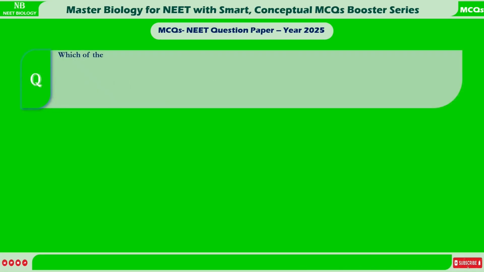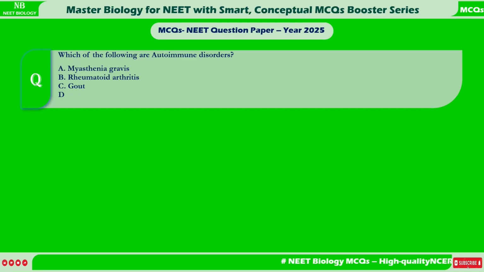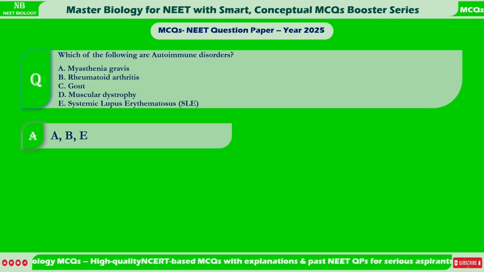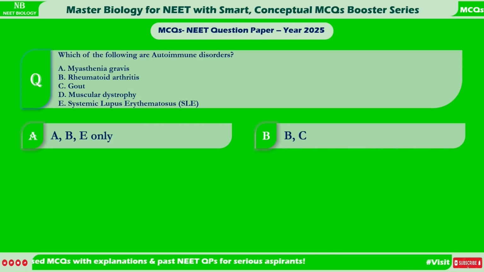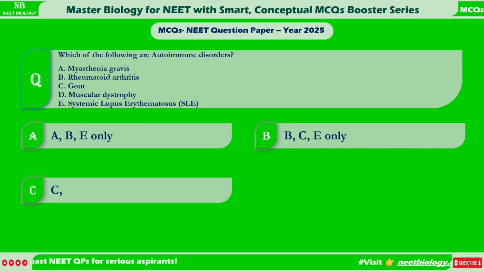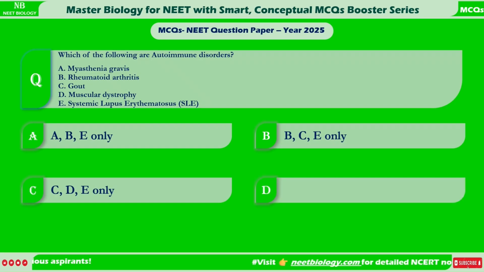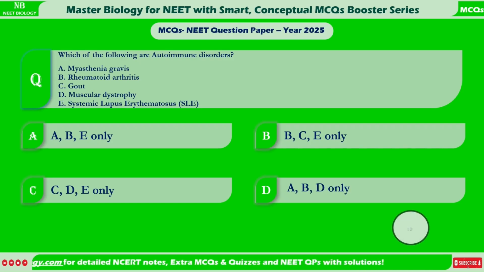Which of the following are autoimmune disorders? A. Myasthenia gravis. B. Rheumatoid arthritis. C. Gout. D. Muscular dystrophy. E. Systemic lupus erythematosus, SLE. A, B, E only. B, C, E only. C, D, E only. A, B, D only.